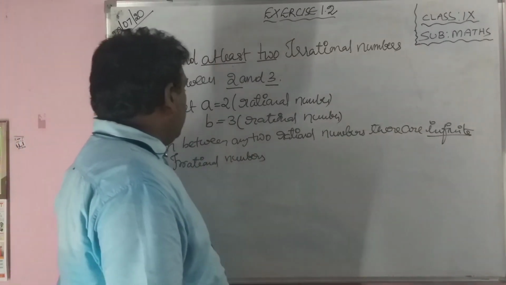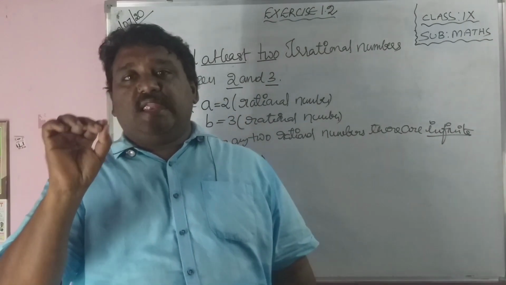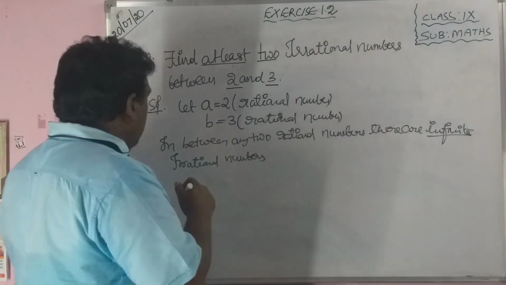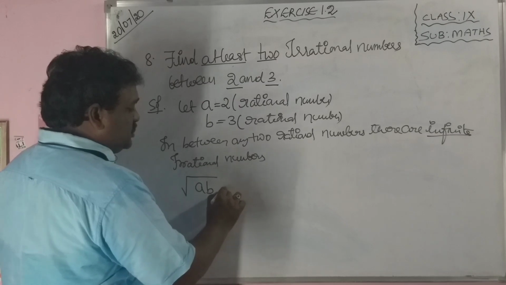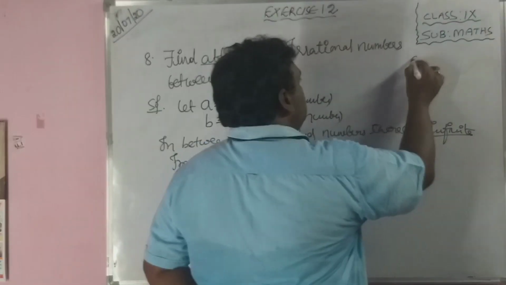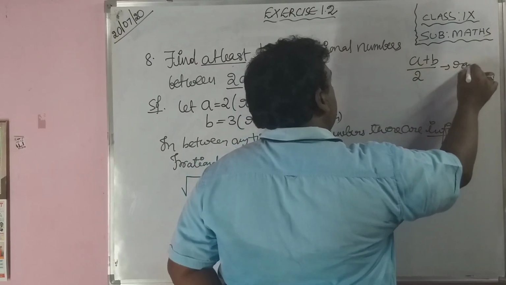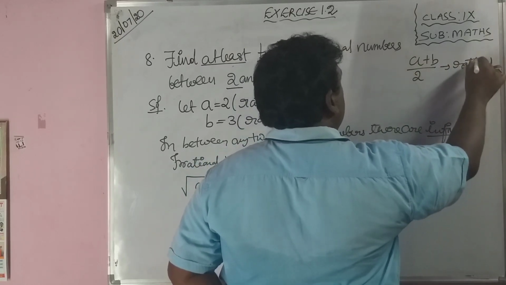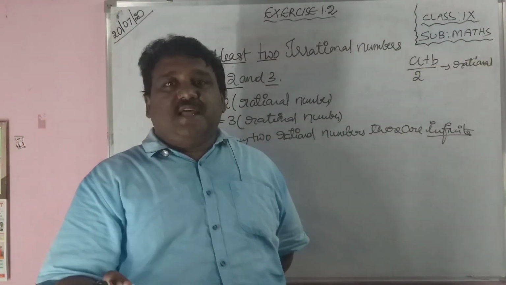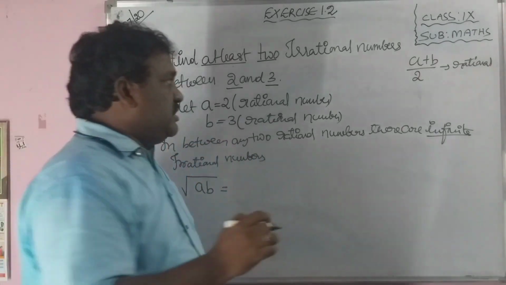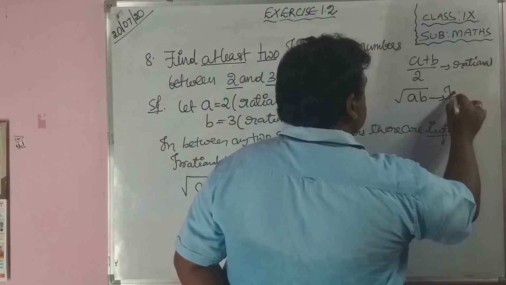In between any two rational numbers, there are infinite irrational numbers. What is the irrational numbers formula? Root AB. I told you already. A plus B by 2, what is A plus B by 2? It is a rational number according to the mean method. What is root AB? Root AB is an irrational number.